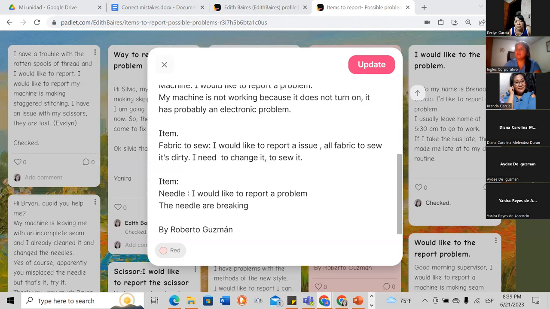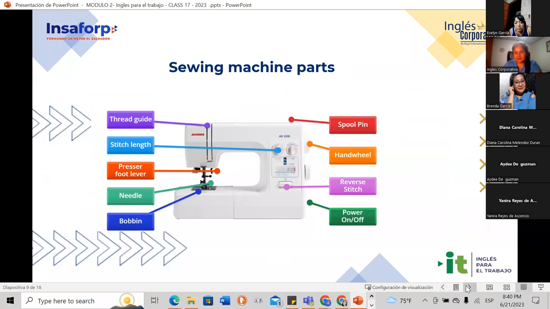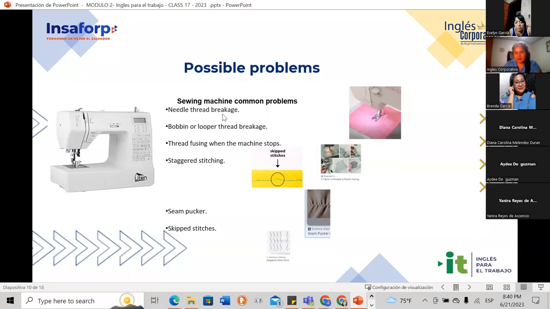Robert, let me see the other one. Solve it. Okay. I would like to report a problem. Comma. The needles. Si se tal, le ponemos la S, okay? The needle are breaking. Mm-hmm. It's like this one. Let me go back. Como que se está, ¿cómo se dice? La aguja se está. Quiebra agujas. Quebrando hoja. Ajá. Ok.